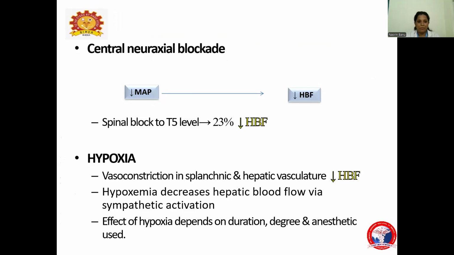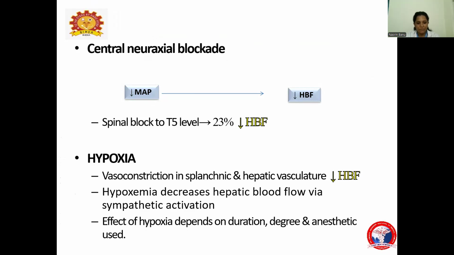Central neuraxial blockade: the decrease in MAP causes a decrease in the hepatic blood flow. A spinal block to T5 level causes a decrease in hepatic blood flow of up to 23%. Hypoxia: vasoconstriction in the splanchnic and hepatic vasculature decreases the hepatic blood flow. Hypoxemia decreases hepatic blood flow via sympathetic activation.